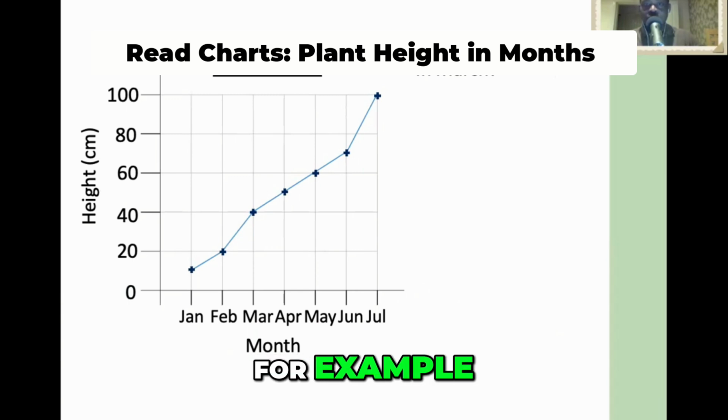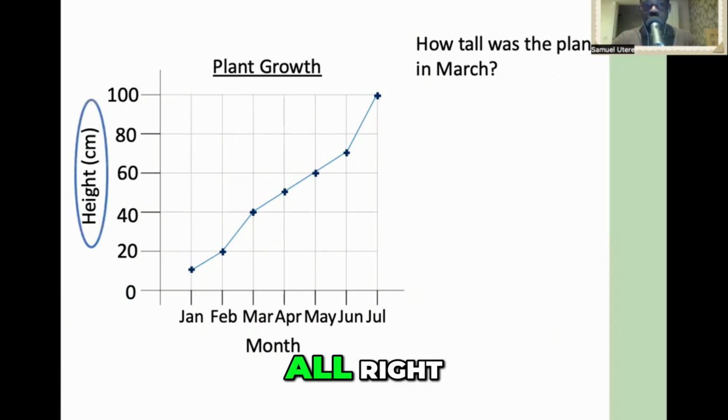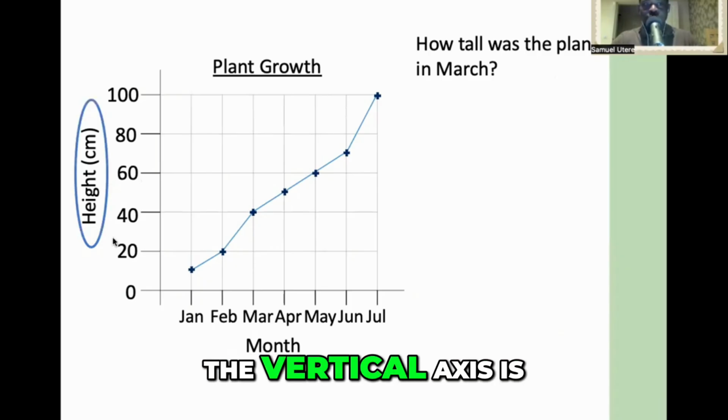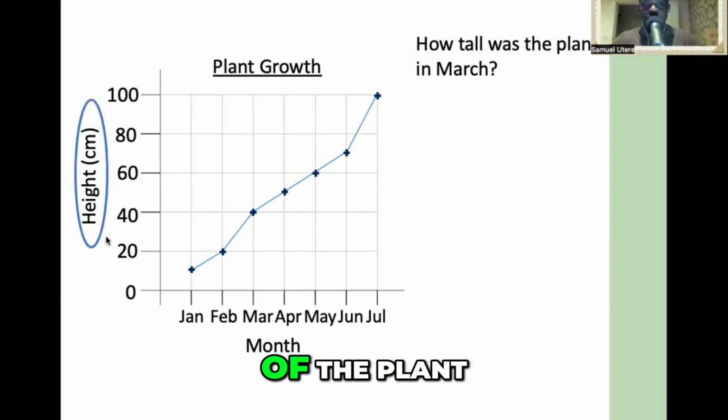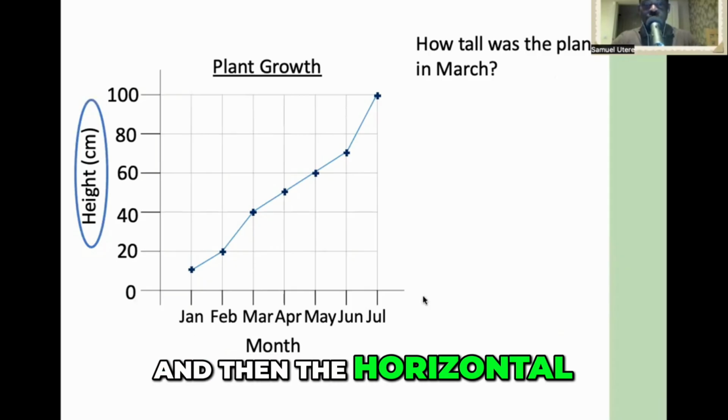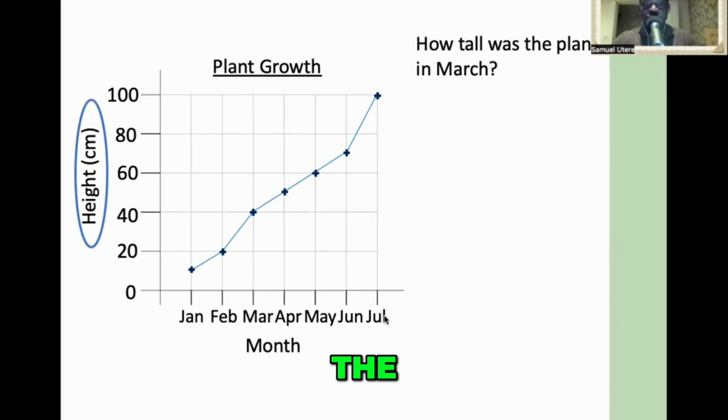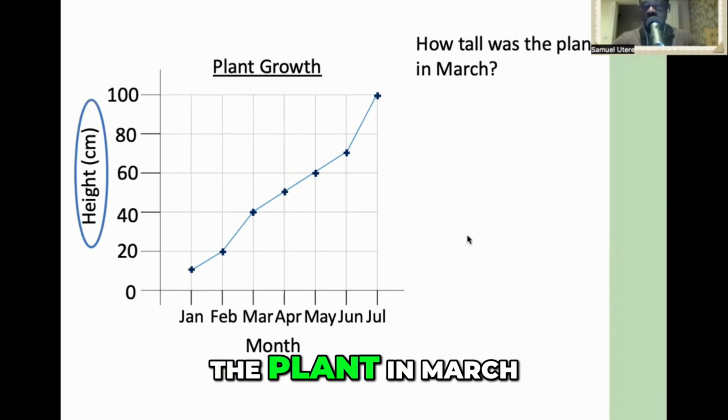If we ask, for example, how tall was the plant in March? All right, so we can see the vertical axis is showing us the height of the plant, and the horizontal axis is showing us the months on the charts corresponding to the height. So how tall was the plant in March?